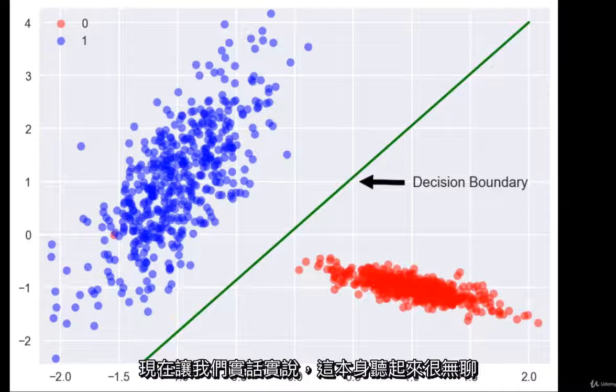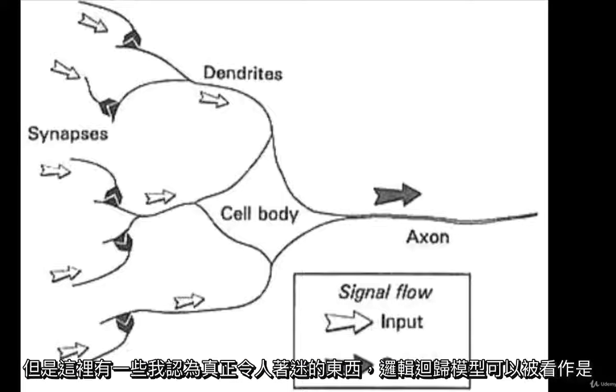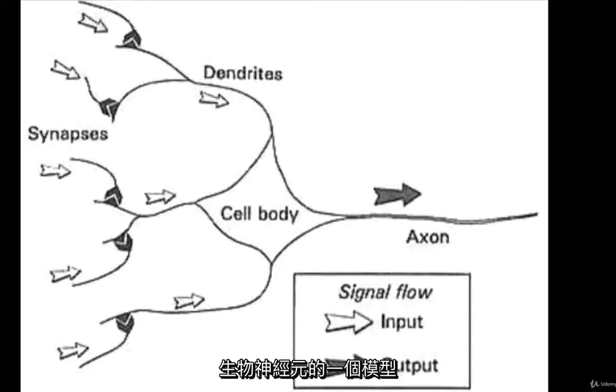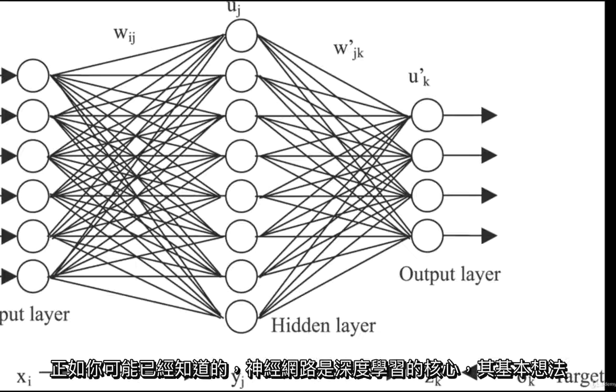Now let's be honest, this by itself sounds pretty boring. But here's something that I think is truly fascinating. Logistic regression can actually be seen as a model for the biological neuron. In fact, this is where the idea behind neural networks comes from, and as you probably know already, neural networks are the centerpiece of deep learning.